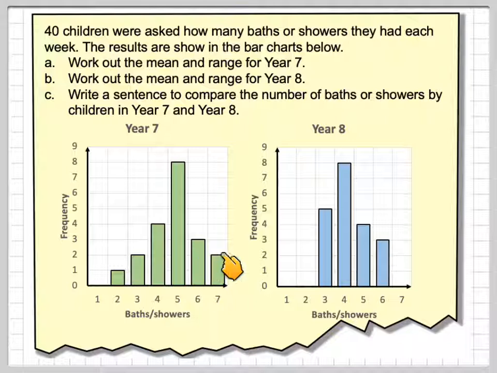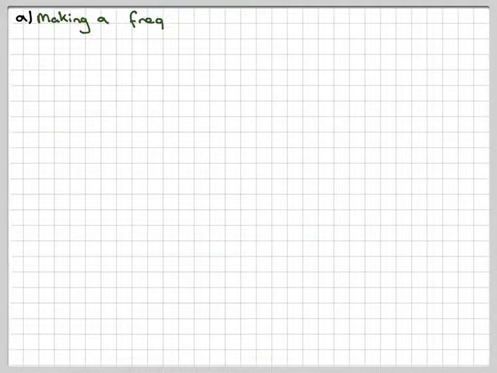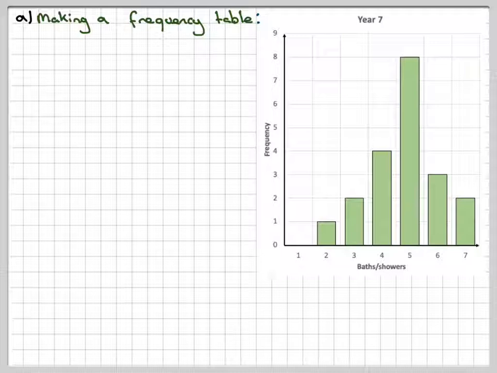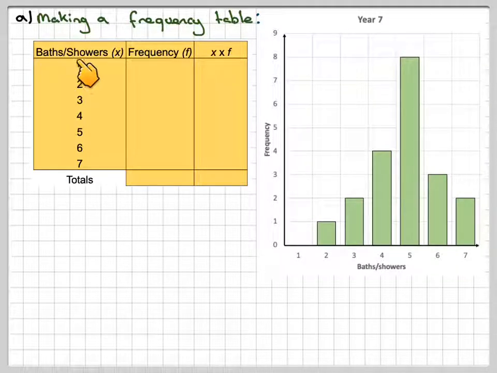So here we've got 2 bar charts giving the data. And then what we're going to do is calculate the mean and the range from each bar chart separately. So, making a frequency table for the first bar chart. So there's the bar chart. So in the frequency table, we need the baths and showers, the frequency, and we'll need to work out x times the frequency.